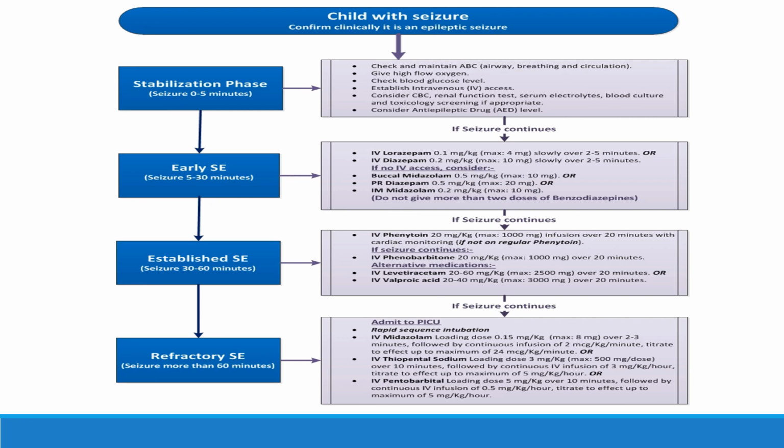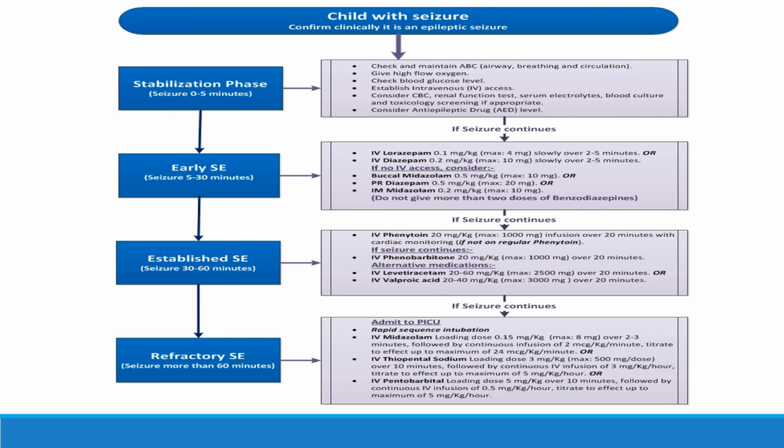We can give either IV lorazepam at a dose of 0.1 mg per kg, slowly IV over 2 to 5 minutes, or IV diazepam, slowly IV over 2 to 5 minutes. But if you have no IV access, consider either buccal midazolam at a dose of 0.5 mg per kg, rectal diazepam, or IM midazolam at a dose of 0.2 mg per kg. Remember, buccal midazolam is given at a dose of 0.5 mg per kg. IM midazolam is given at a dose of 0.2 mg per kg.